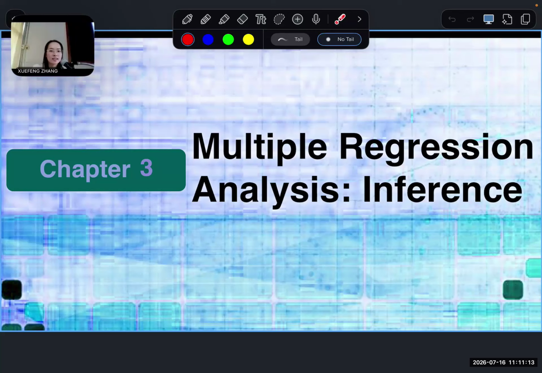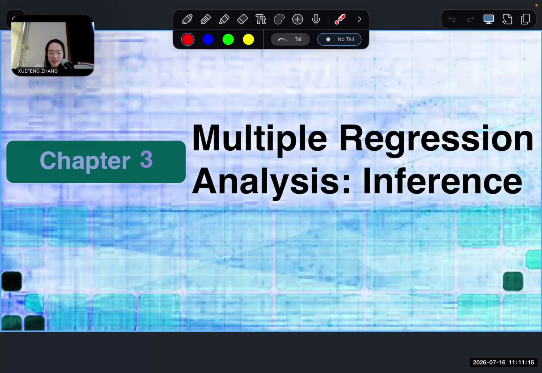Welcome to class. So today we're going to start our new chapter, still about multiple regression analysis, but this time we focus on inference, okay? Chapter 2 taught us how to estimate beta hat, right? And how to check if OLS is unbiased and efficient. That was all about getting the best possible number from our sample.